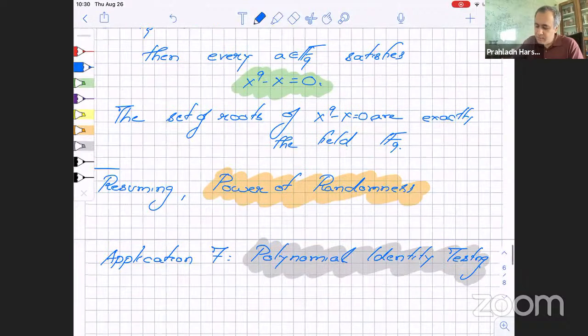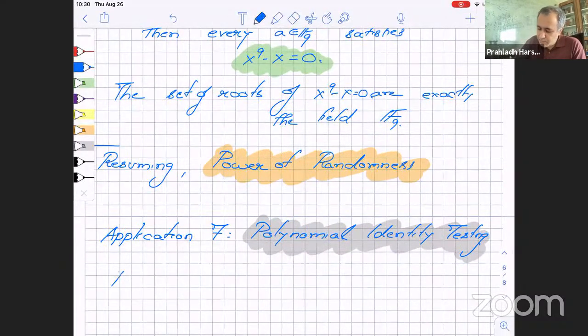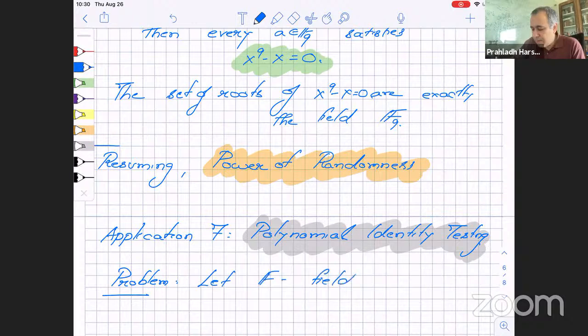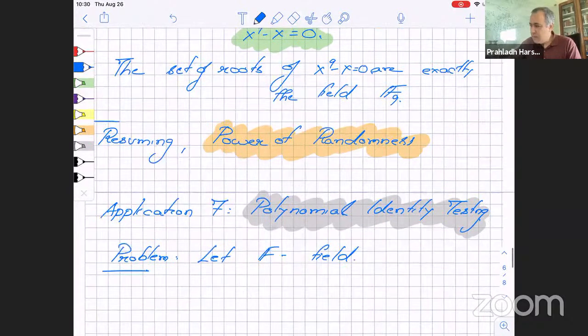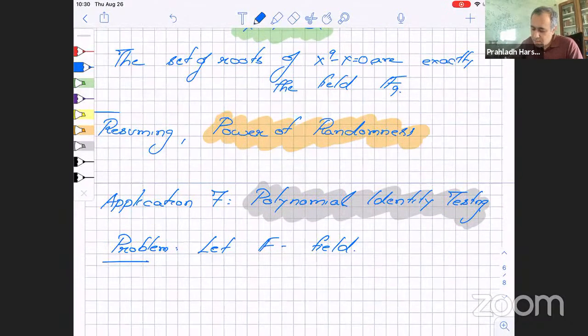So what's the problem here? The problem here is the following. Let F be a field. Here, this could be either a finite field or an infinite field. I don't care.